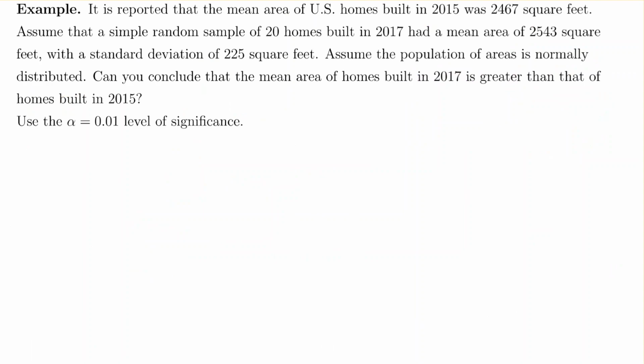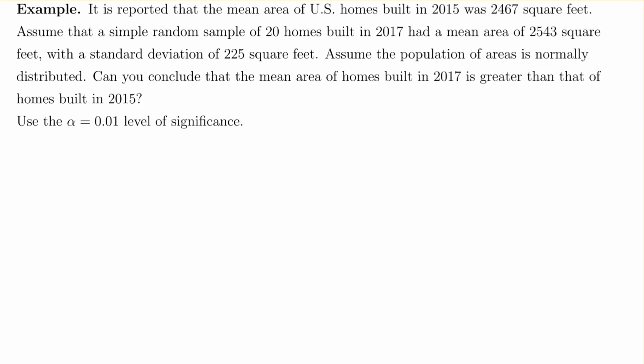So our next example says it is reported that the mean area of homes built in 2015 was 2,467 square feet. Assume that a simple random sample of 20 homes built in 2017 had a mean area of 2,543 square feet with a standard deviation of 225 square feet. Assume the population of areas is normally distributed. Can you conclude that the mean area of homes built in 2017 is greater than that of homes built in 2015? For this, use an alpha equals 0.01 level of significance.